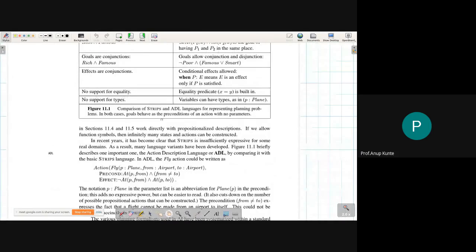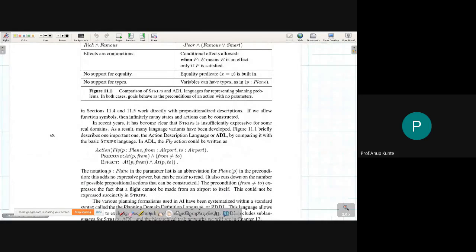Now, this is an example of an action represented in ADL. So we are saying action fly P colon P plane. So here we are directly saying that P has a type plane, from has a type airport, to has a type airport. So a considerable number of things that we had there together will now get reduced, because we had to say that P is a plane precisely in STRIPS. Here we are saying that P has a type plane. So there is some kind of an aggregation relation that we are defining, and that will make our lives easy.